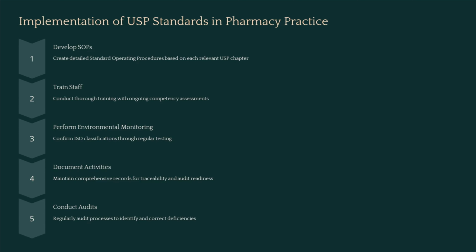Implementing USP standards in pharmacy practice involves developing SOPs, training staff, performing environmental monitoring, documenting activities, and conducting audits. These steps help maintain high standards and ensure compliance.